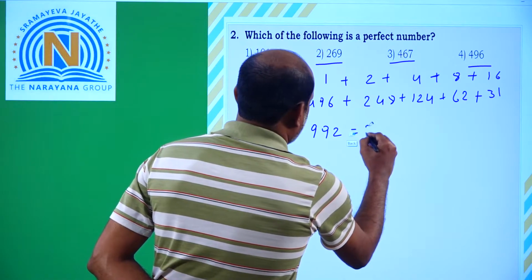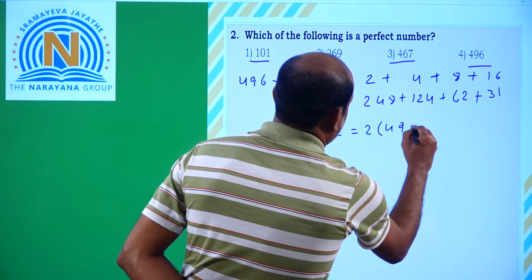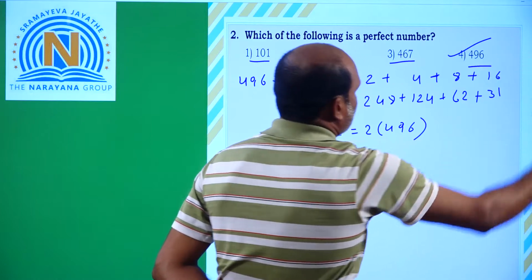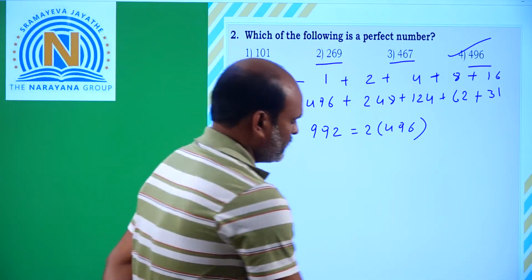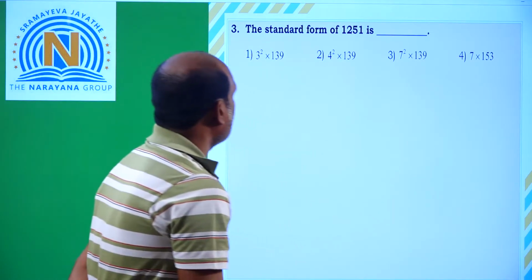This 992 can be written as 2 into 496. So 496 is a perfect number. Now coming to the next one.